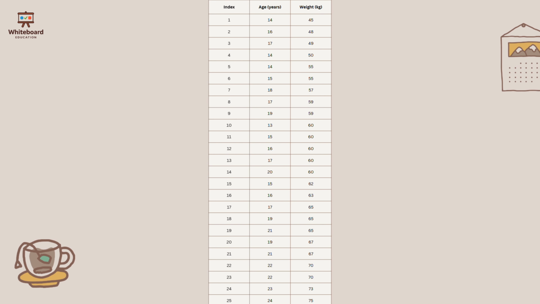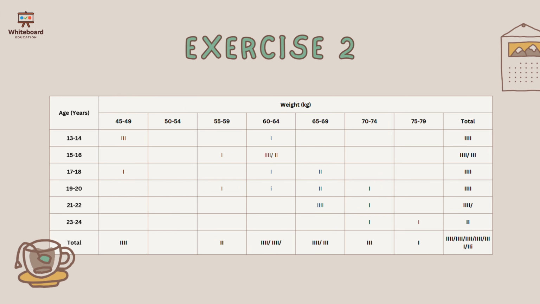In the scatter plot we plot a point at the exact location where the age and the weight coincide. Now for the bivariate distribution, we first need to find the smallest and the largest data values. The smallest in age is 14 and largest is 24, and smallest y is 45 and largest is 75. Thus here is the bivariate frequency distribution table made using tally marks.